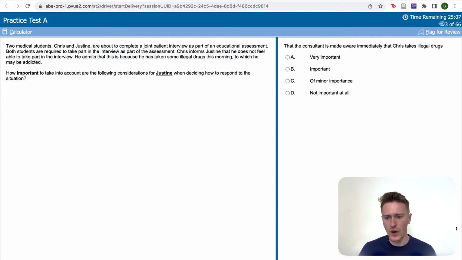The consultant is made aware immediately that Chris takes illegal drugs. Now this one, the consultant needs to be made aware. That is very important. The fact that it has to occur immediately is what's throwing me off. So maybe it's very important, maybe it's important. It's definitely not C or D because the consultant is the boss. They need to know whether Chris is taking the drugs, they need to know what the situation is. It's just the immediately aspect. I'm going to put it's very important because the sentiment is that the consultant needs to know. I don't think the emphasis is on the immediate in this question, but I'm going to flag it anyway.